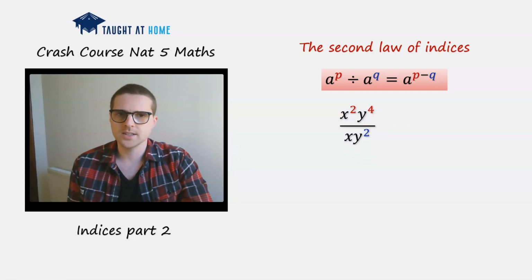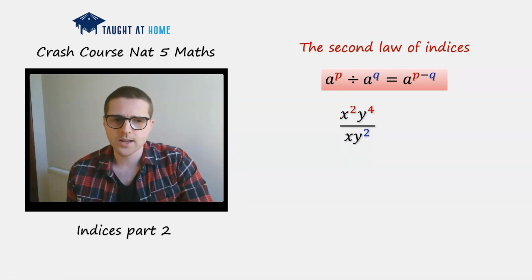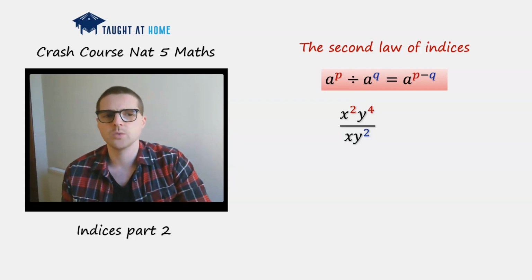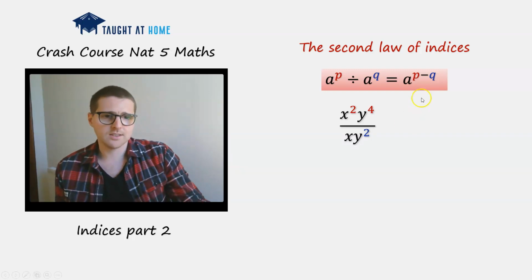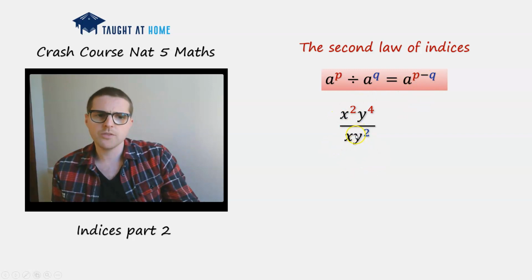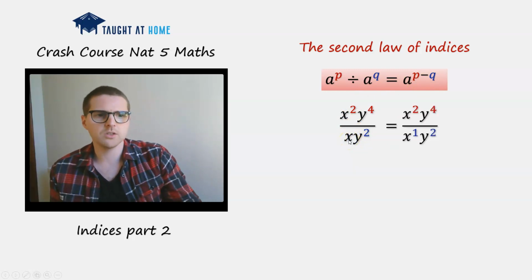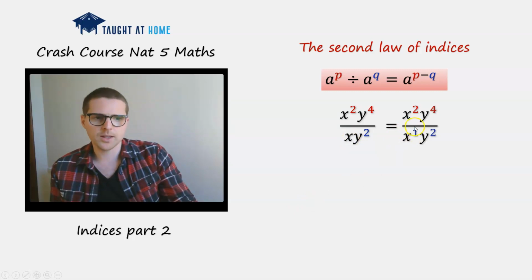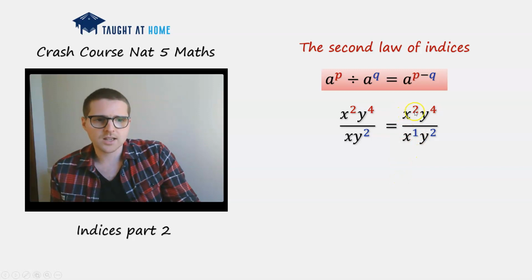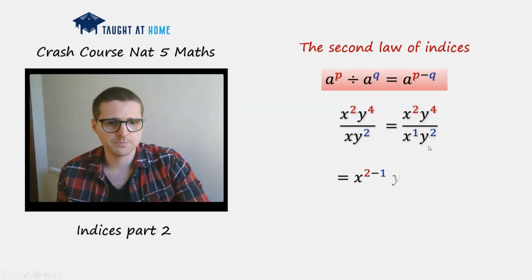Okay, so as a final example, let's try this. We've got x squared times y to the power of 4 divided by x y squared. And we're going to use the second law of indices here. What we can see is we can rewrite this term here. Look at this. We've got an x here. Remember, this is x raised to the power of 1. So what we can do is we can actually write the power here. And what we can see is that this is going to be x squared divided by x to the power of 1 times y to the power of 4 divided by y squared.